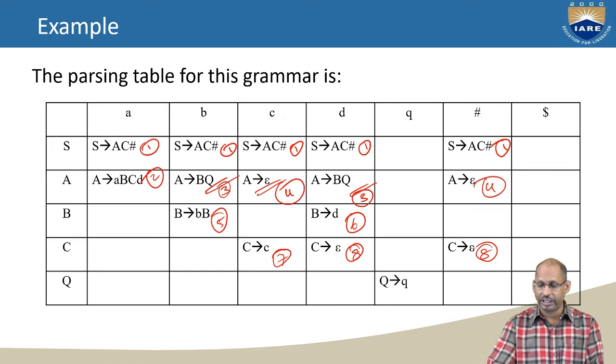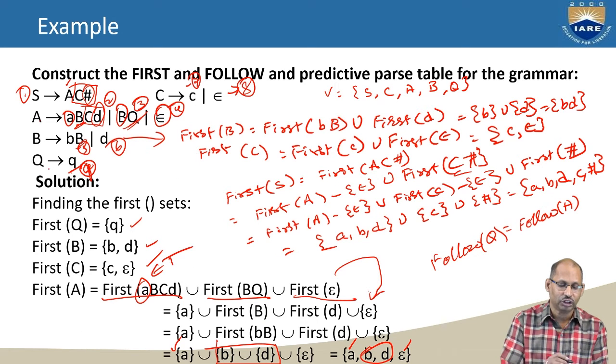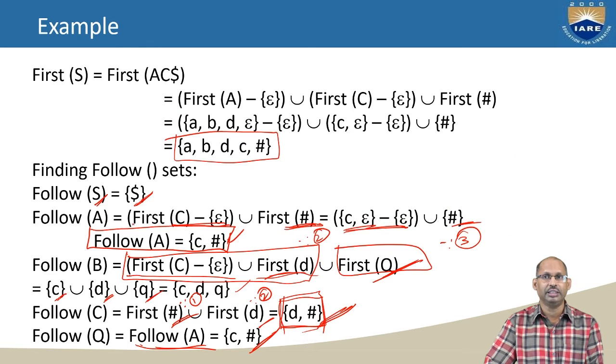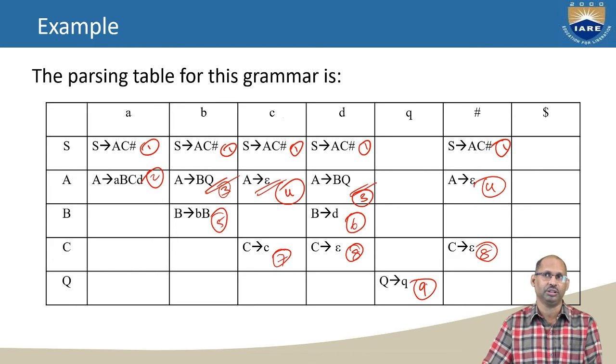Then finally the ninth production. So what is the ninth production? First of Q. First of Q is Q only. So since it is Q only, we write it here under Q. So that is the ninth prediction.